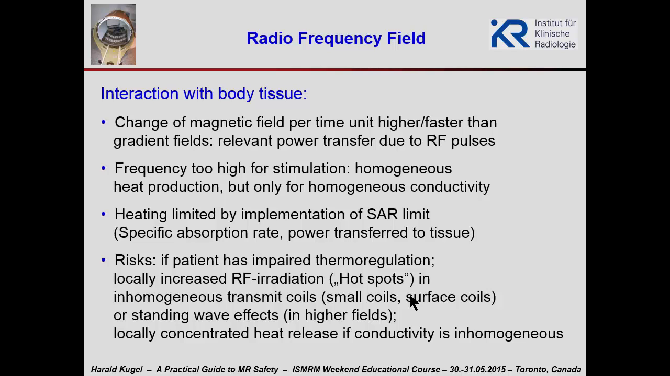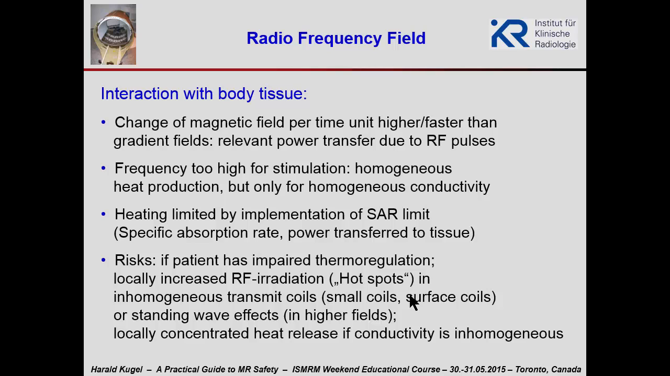So the change of magnetic field per time unit is faster than for the gradient fields, which means that relevant power transfer is due to the radio frequency pulses, not to gradient pulses. The frequency is too high for stimulation, so we have heat production, which is homogeneous over the body, but only if you have homogeneous conductivity. The heating is limited by implementation of SAR limits, hardware and software, in the scanner.